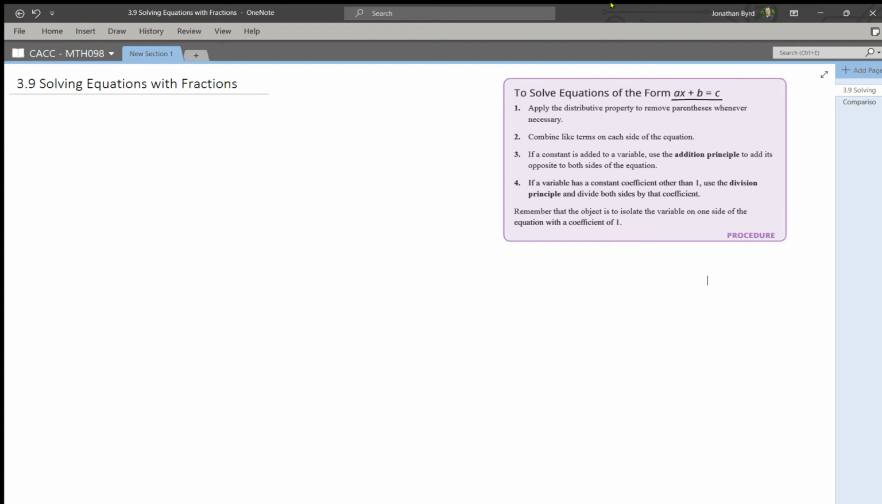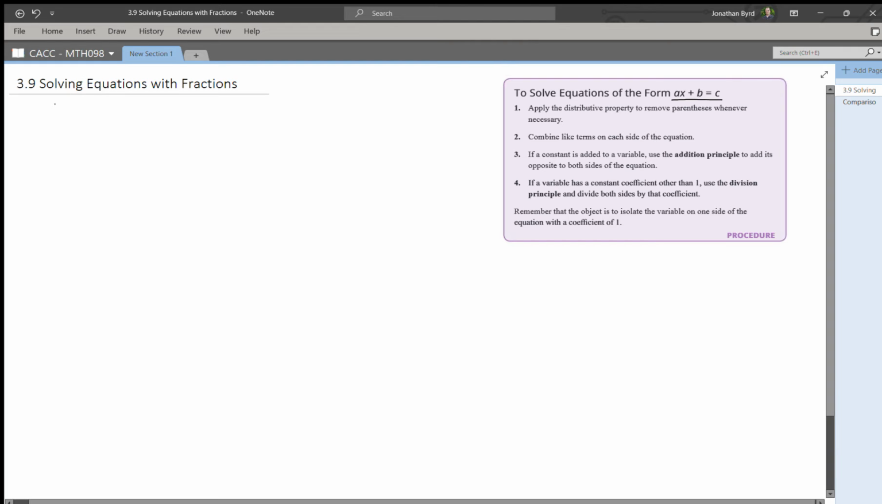In the previous example, we just treated fractions like they were any other number and used the straight principles for solving an equation to find a solution. Now I want to see if we can figure out a little bit more efficient way of looking at an equation with fractions to make our job just a little bit easier.